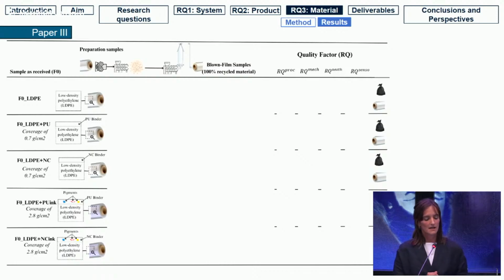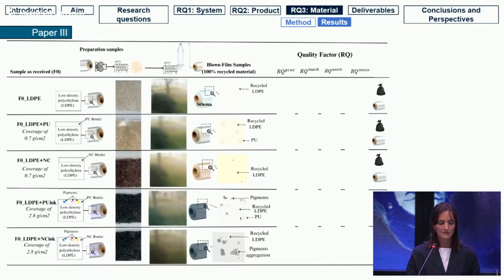To do that, we included 5 types per sample. The one on the top is the one that is unprinted. The 2 next ones are printed only with a binder, either polyurethane or nitrocellulose. And the 2 last ones are printed with the ink, so a mix of a binder and pigment. All the samples have been shredded, compounded, and used to produce a 100% recycled blown film. It gives different results and different quality. And based on the characterization we did before, we tried to discuss where the contamination comes from.